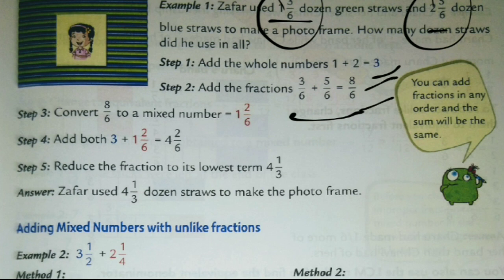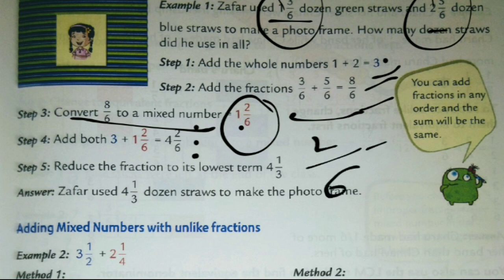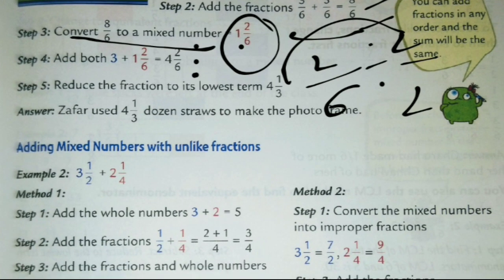Now we will write this as a mixed number. 8 by 6 we will write as 1 2 by 6. So this 3 and this 1 again we will add, that will come 4 2 by 6. We know that 2 by 6 will come in the 2 table, so 2 by 6 divided by 2 will come 1 by 3. So the answer is 4 1 by 3.